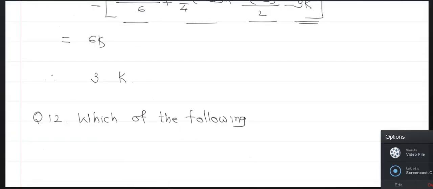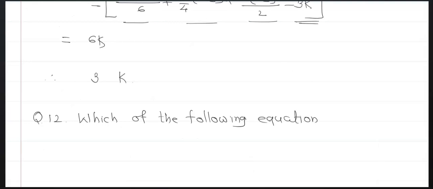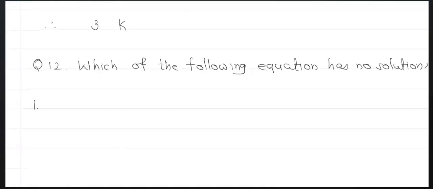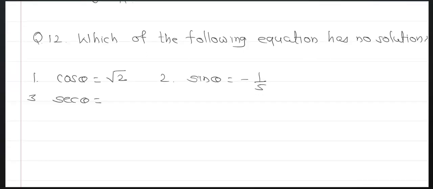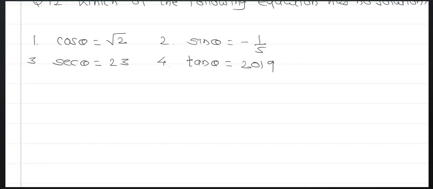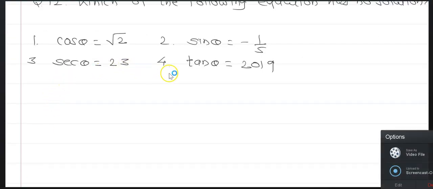Now next is question number 12. Which of the following equations has no solution? First, cos theta is equal to root 2. Second, sin theta is equal to minus 1 upon 5. Third, sec theta is equal to 23, and fourth, tan theta is equal to 2019.